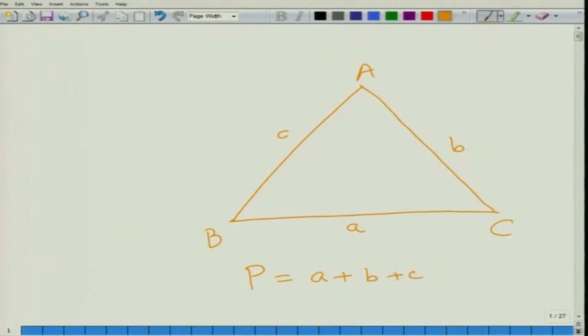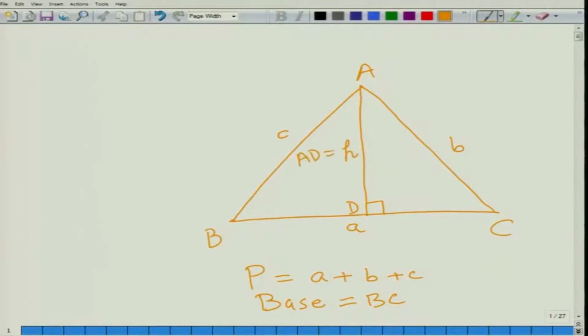The area of the triangle is half of the base length times the height. Now, suppose we take the base to be BC. So, your base equals BC. So, how do we find the height? We take point A and we draw a perpendicular to BC. Suppose it intersects at point D. Now, the length AD is equal to h.